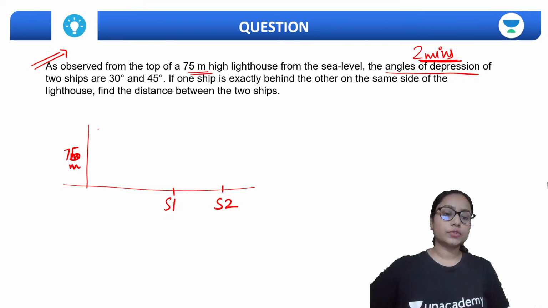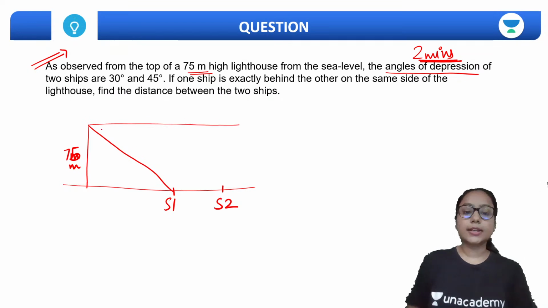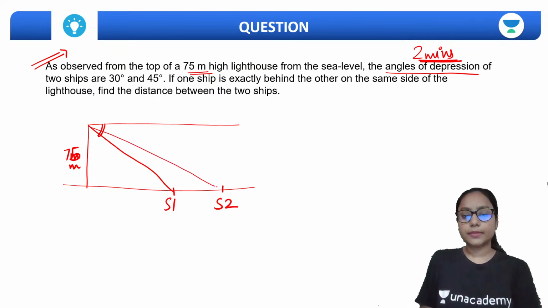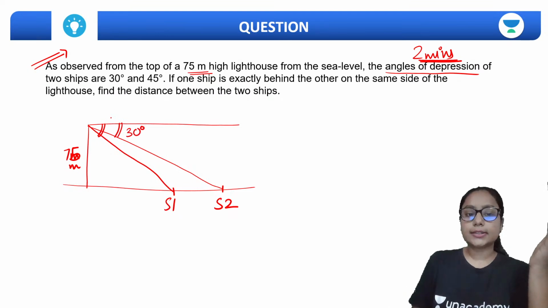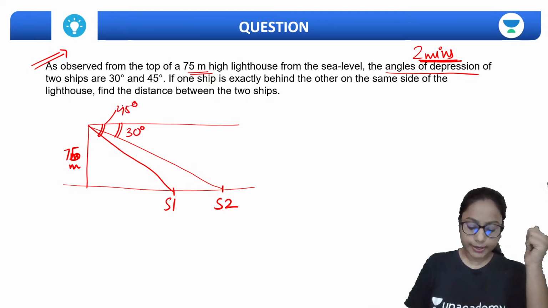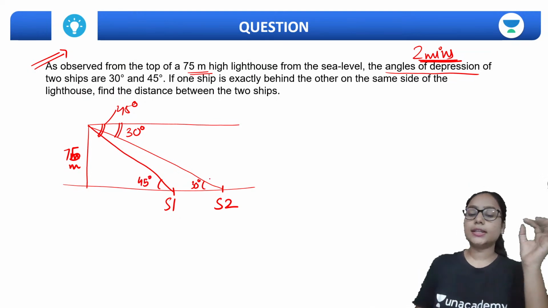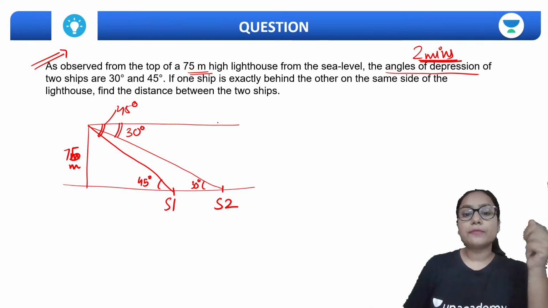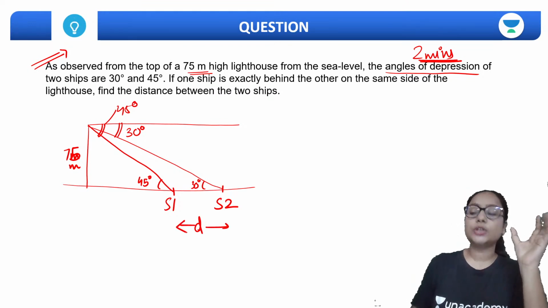Angle of depression. So from here, angles with the horizontal, right? For one ship, and the other angle of depression will be this one. Obviously this will be the smaller angle. So this is 30 degrees, this one is 45 degrees. These are the two angles, I can say, because these lines will be parallel. Now we have to find the distance between two ships. Let us take this D as the distance between the two ships.